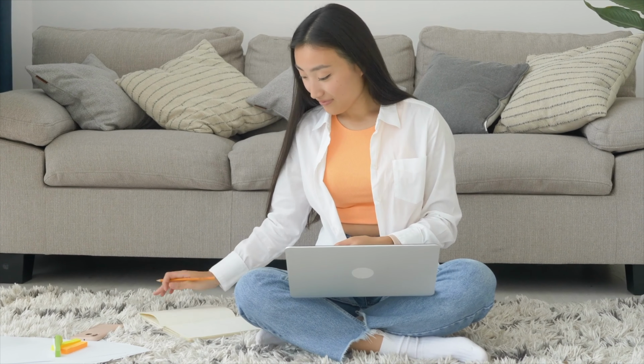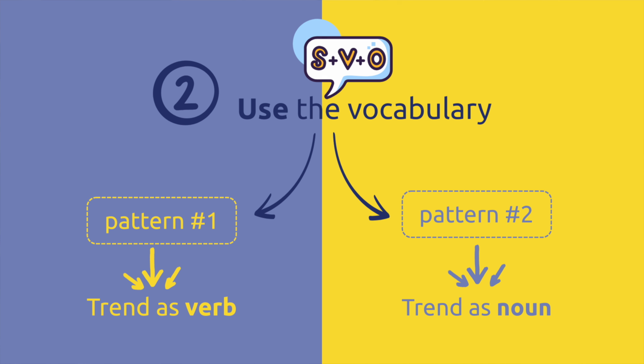Okay, now once you've learned that vocabulary, the next step is to put it into a sentence structure. Now, there are 2 different sentence structures that you need to master. Sentence structure number 1 is where you use the trend word as a verb and an adverb where you want to describe the size. Sentence structure number 2 is where you use the trend word as a noun and then the size of the trend is used as an adjective.